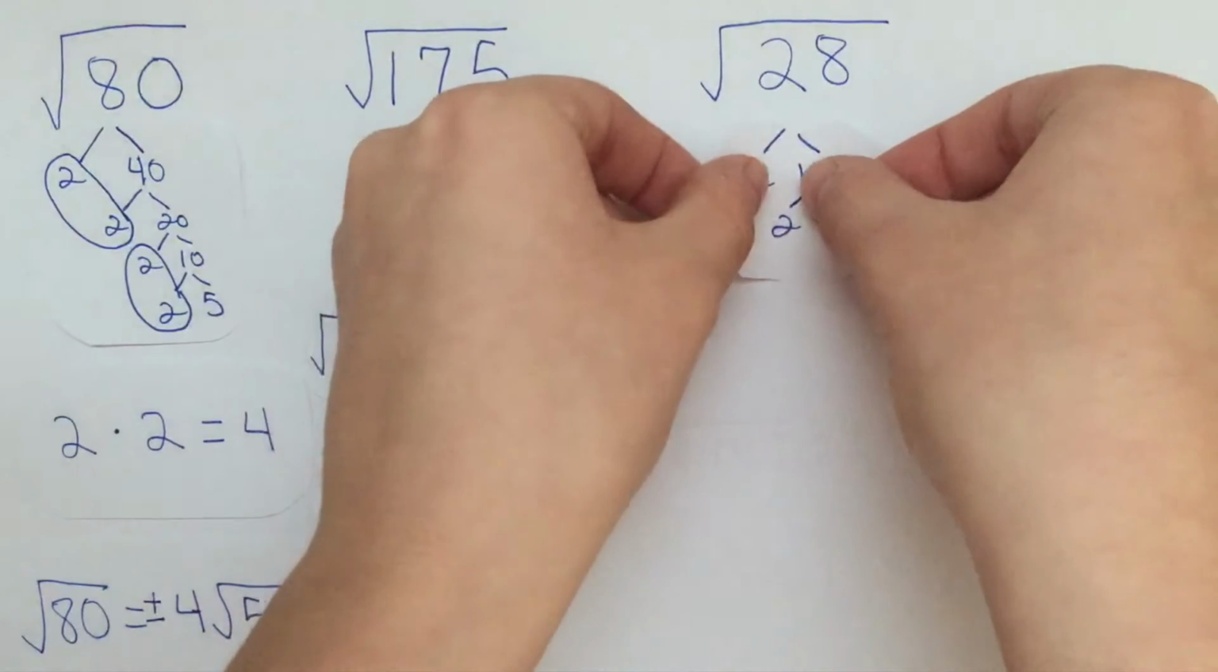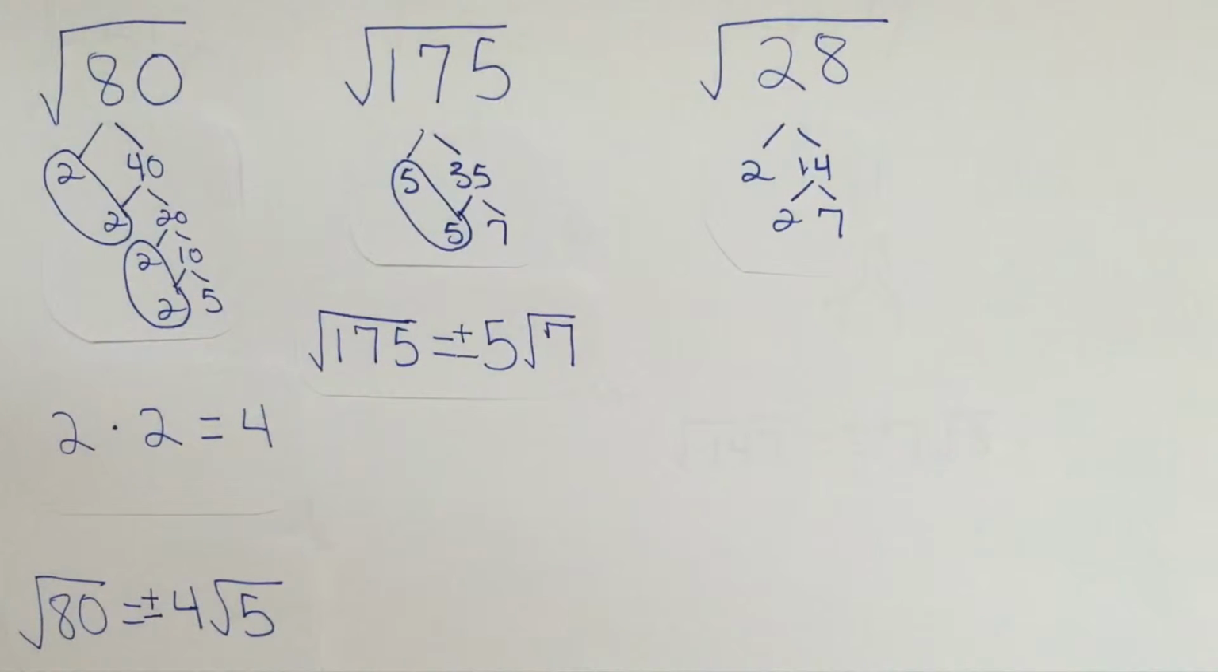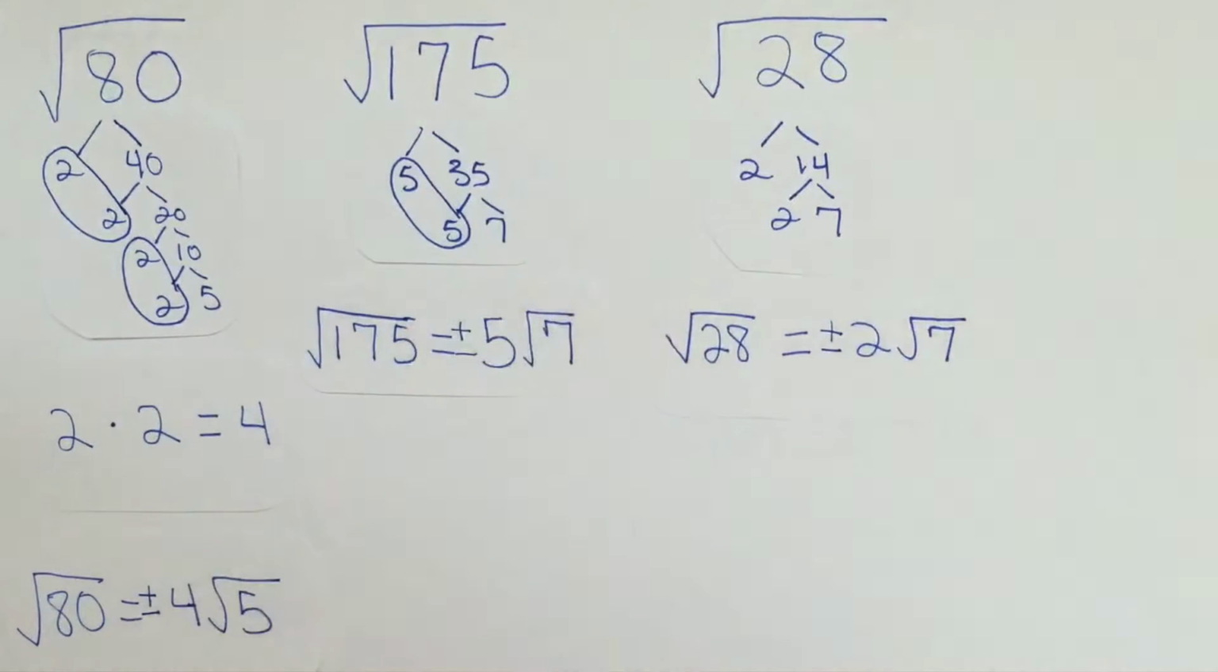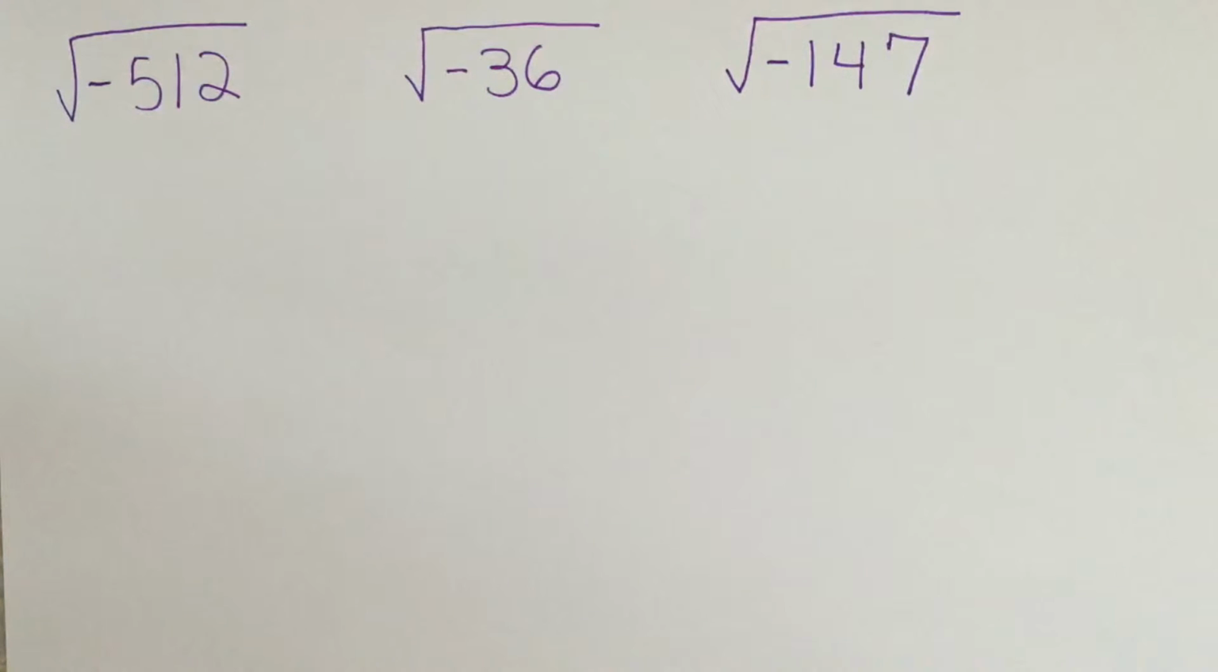For the square root of 28, you can pull out 2 and 14 and 2 and 7. That leaves you with a pair of 2's. Then the 2 would go on the outside of your radical, giving you plus or minus 2 times the square root of 7.